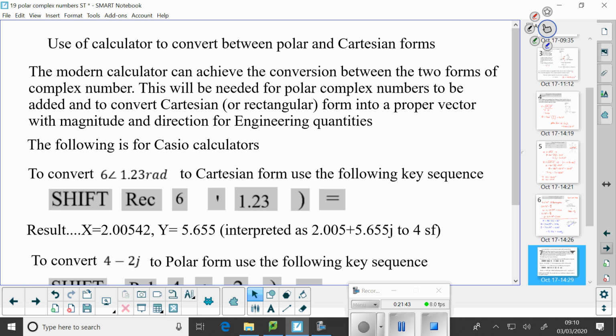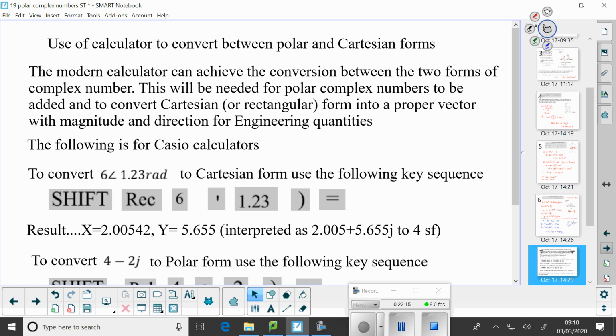So, use of calculator to convert between polar and Cartesian forms. Modern calculators can achieve the conversion between the two forms. This will be needed for polar complex numbers to be added and to convert Cartesian or rectangular form into a proper vector of magnitude and angle. Because in engineering problems, what we're interested in, particularly for the final answer, is that we have it in polar form, magnitude and angle.